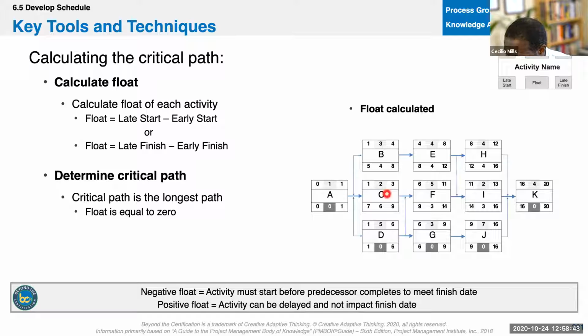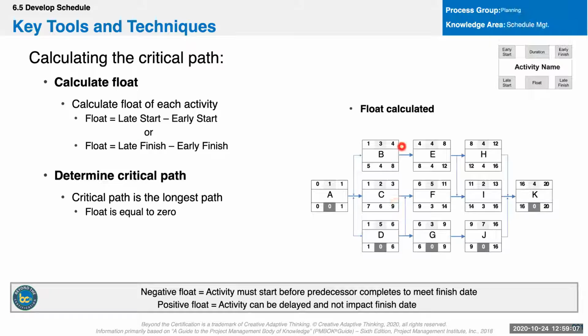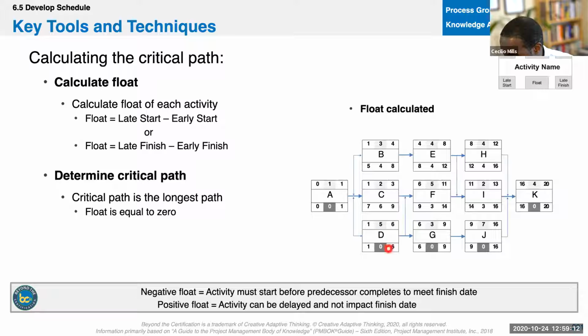But activity C only takes 2 days. This one only takes 3. This one takes 5. Therefore, I can wait a couple days. I can start on day 5 and end on day 8. And on this one, I can start on day 7 and end on day 9. But on this one, I need to end on day 6. So I have a little bit of float. I have a couple extra days here, because this one needs to complete here, and then same thing here.